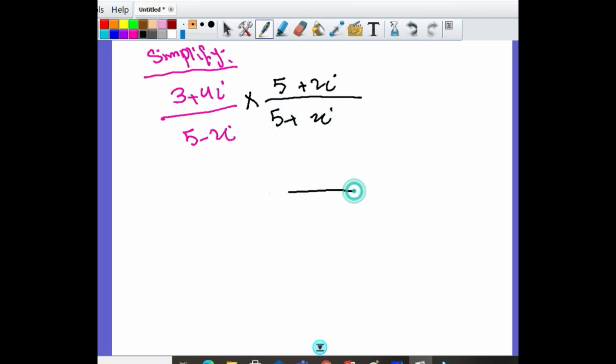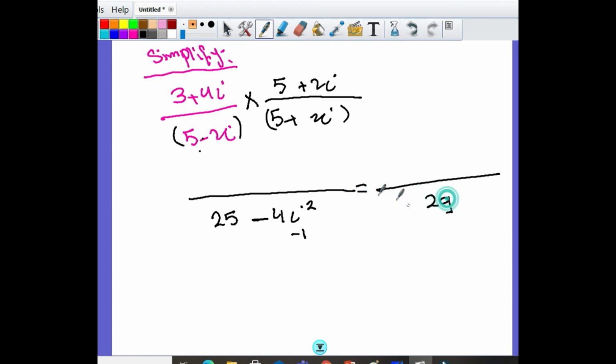دايما انا بحب اخرج الدينامينيتور الاول. ليه؟ عشان بيبقى 2 براكت شبه بعض، واحد بوزيتيف والتاني نيجاتيف. يبقى first times first 25 ماينس، جت منين الماينس؟ نيجاتيف تايمز بوزيتيف. 2 times 2 equal 4 i باور 2. طب انا على جنب الاي باور 2 بنيجاتيف 1، يبقى نيجاتيف 1 تايم نيجاتيف 4 هتطلع 4، يبقى تحت الدينامينيتور كله 29. تحت الدينامينيتور كله كام؟ 29.